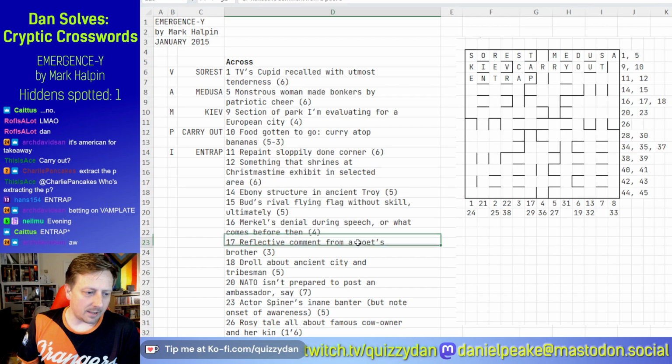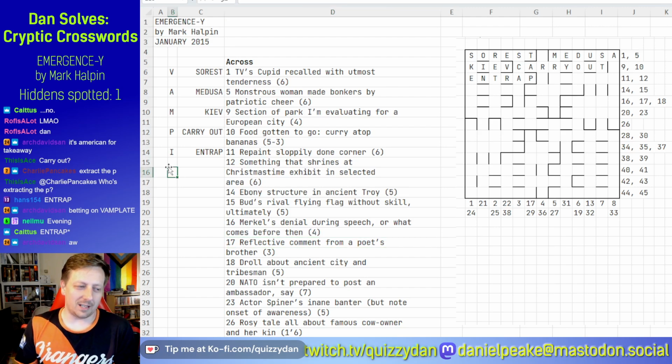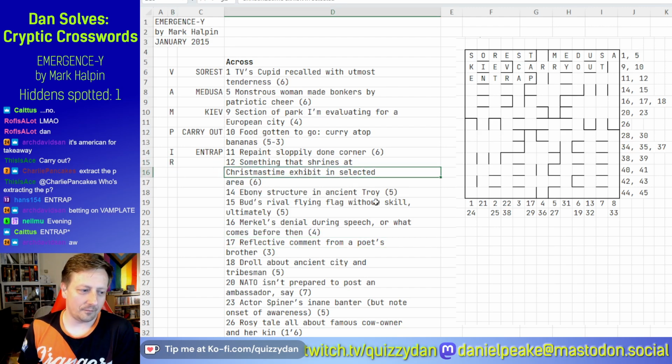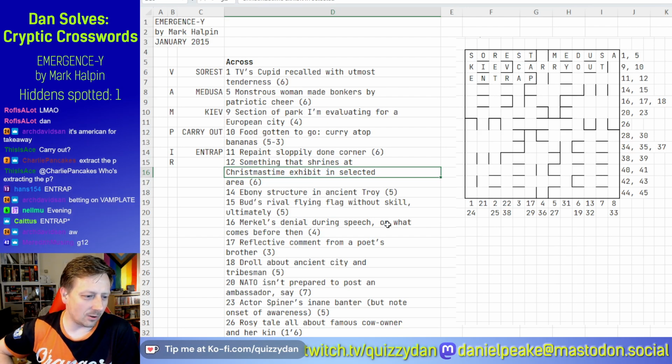So, famous last words. Something that shines. Well, it's going to be something that shines then. At Christmas time, exhibit in selected area. What shines at Christmas time? Bulbs, tinsel, or is it tinsel? Exhibit in selected area. Something that shines at Christmas time. A candle? It doesn't look like a hidden.